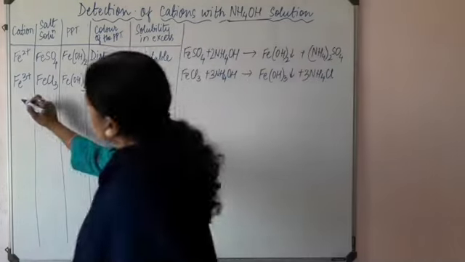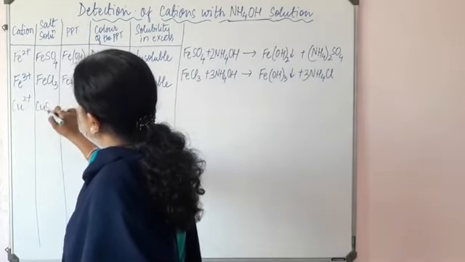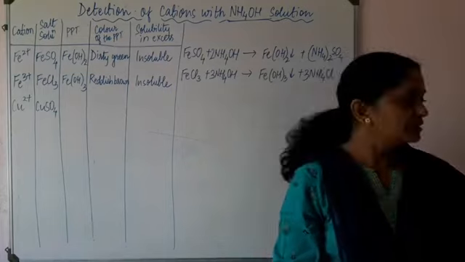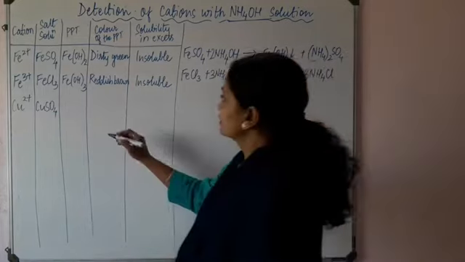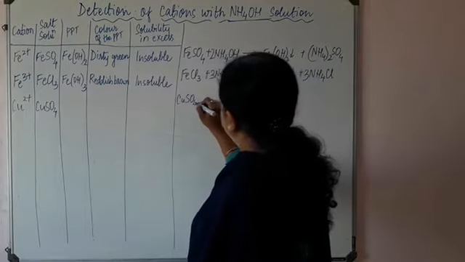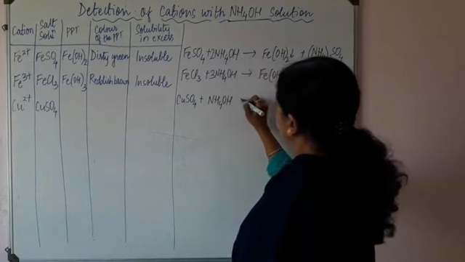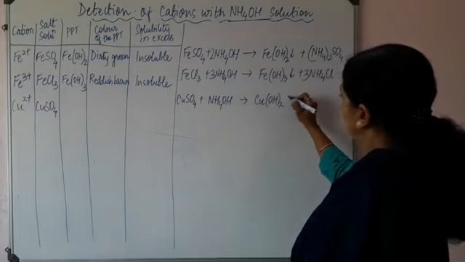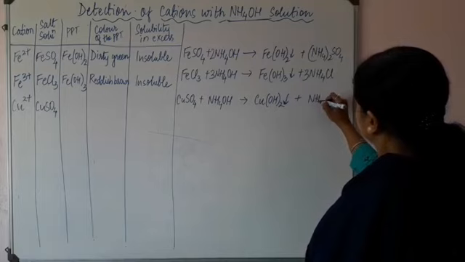Now next is the colored one, cupric. So copper sulfate you are taking, right? When you are taking this copper sulfate salt solution, what happens over here? You are taking copper sulfate and adding a little NH4OH, right? We will get cupric hydroxide, which is a pale blue precipitate, and here you will get ammonium sulfate.